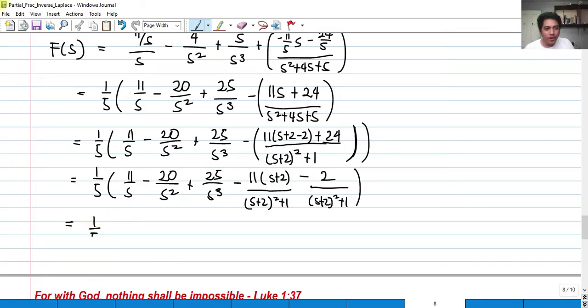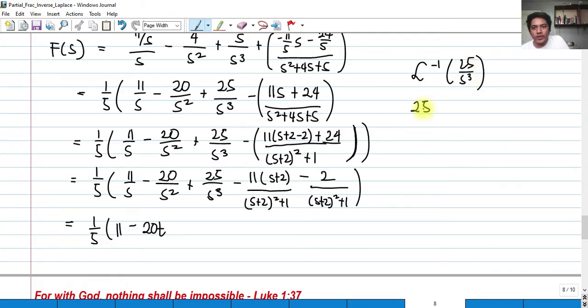So let's try 1/5. The 11 over s, the inverse Laplace transform of 1 over s is 1, and we have 11 here, so we have 11. Minus 20 over s squared, the inverse Laplace of 1 over s squared is t, so that is 20t. Then for our third term, the inverse Laplace of 25 over s cubed, we can factor out 25 and have 1 over s cubed.